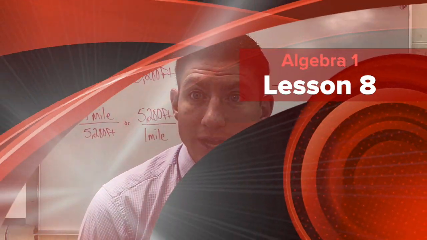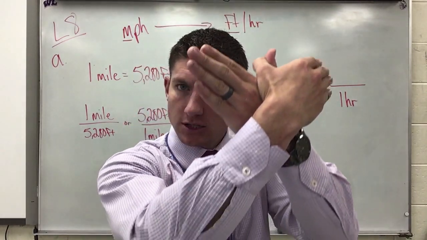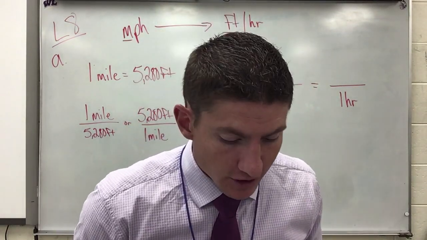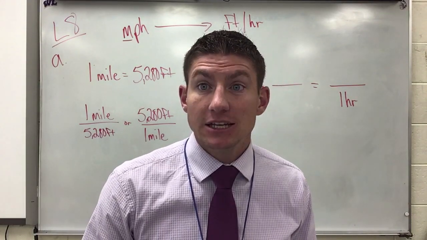Lesson 8, lesson practice. Let's take a look at letter A. A mourning dove, put your hands like this. A mourning dove can reach speeds up to 35 miles per hour. How fast is this in feet per hour?